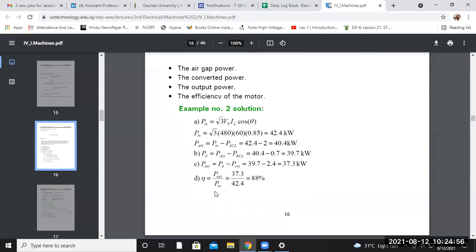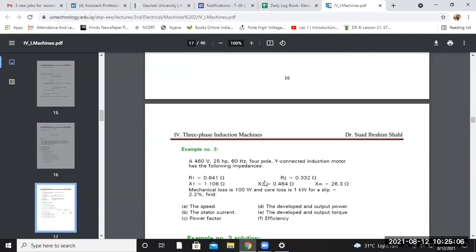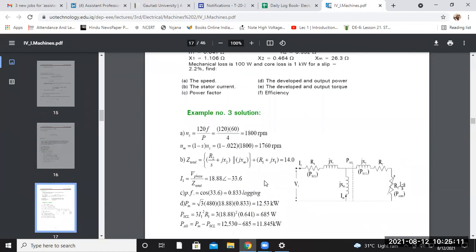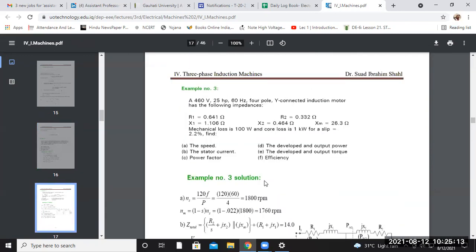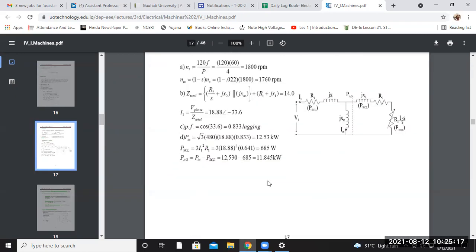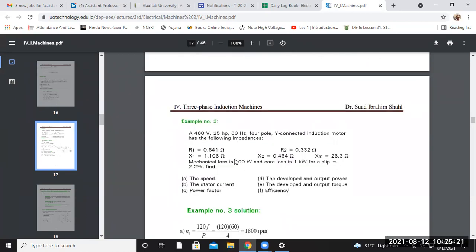The efficiency is output upon input. Output is 37.3 and the input is 42.4, so you will get 88%. These are some basic numericals based on the induction machine. I am going to give you some more, and you should do this numerical by yourself. This is an example of the machine.